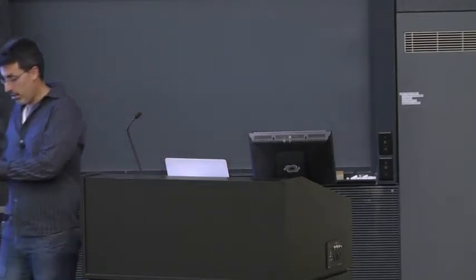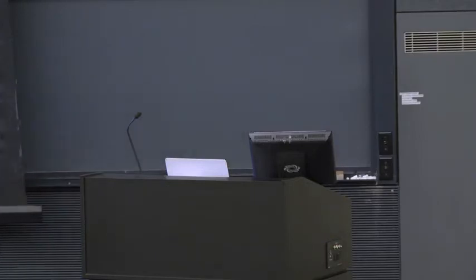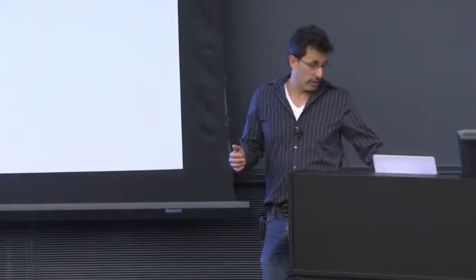Okay, so let's go back to the distribution. Now we know what the distribution of this thing we just saw is. We know it's binomial, it's approximately normal. So here it is again. That's what we got from the Monte Carlo.